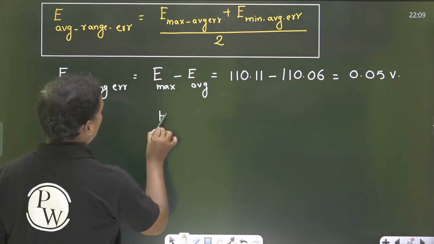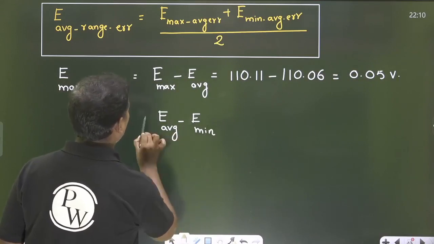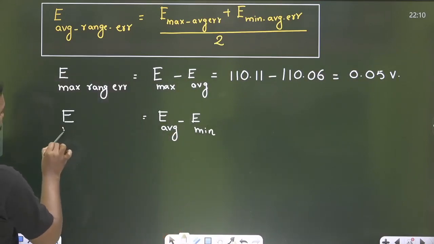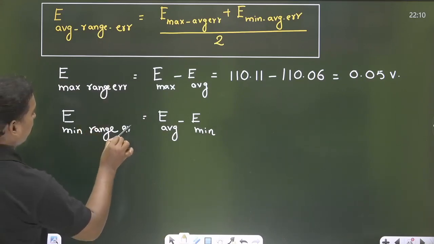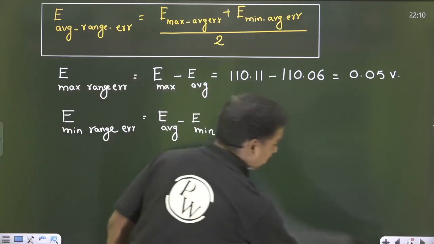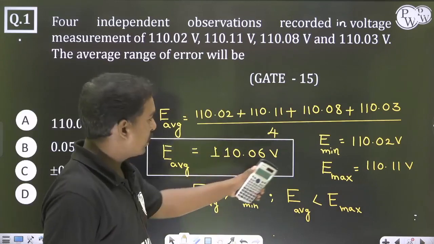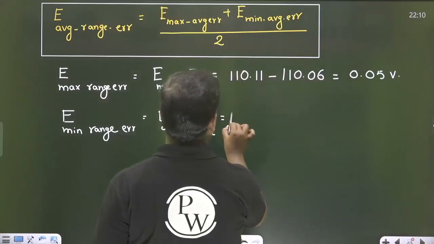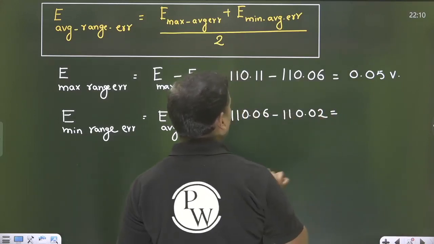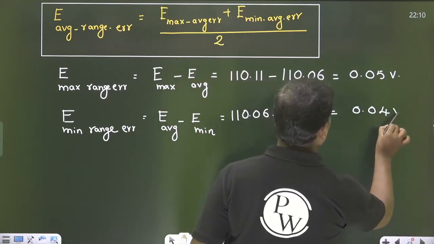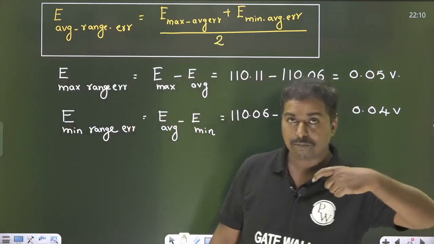Okay, next. E average minus E minimum. So that is going to be the minimum range error. Average is 110.06, minimum value is 110.02. So 110.06 minus 110.02, that is coming as 0.04. So this is the maximum range error in the list, and below is the minimum range error.